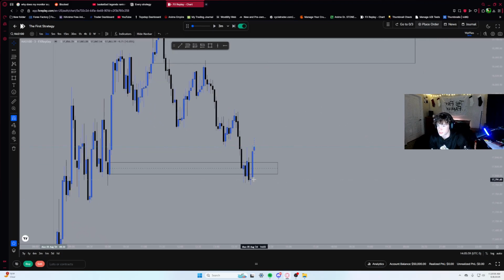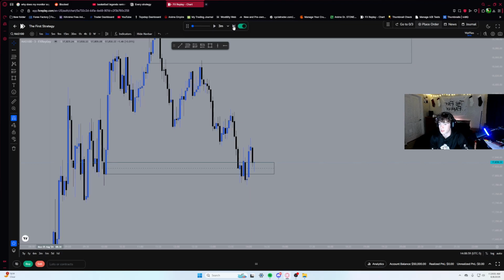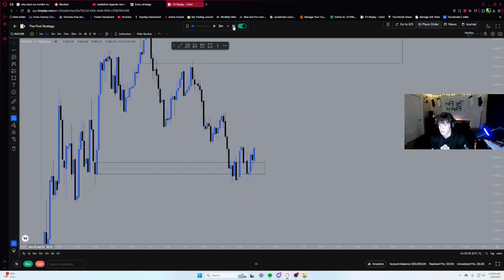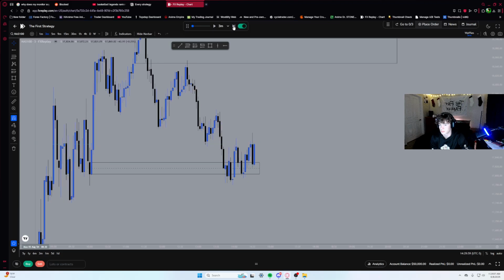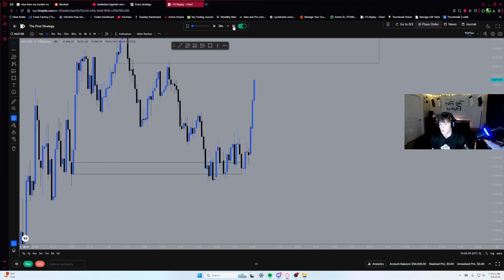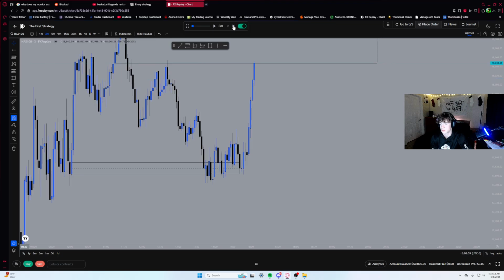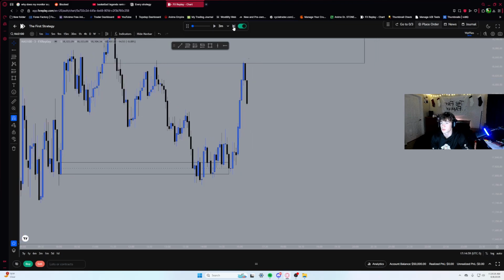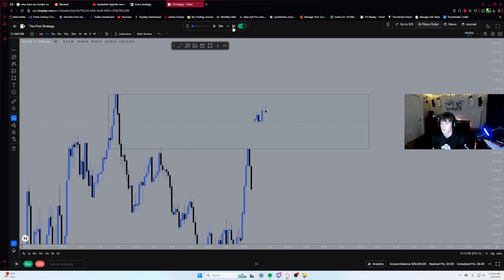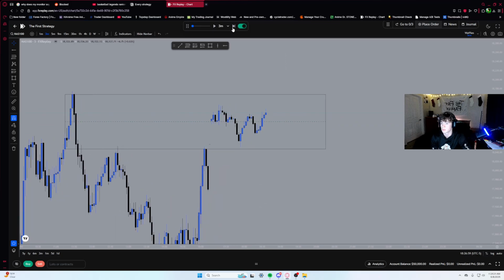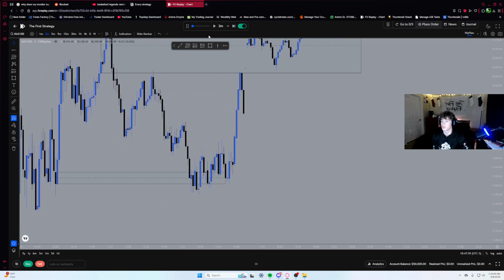We swept liquidity with this candle. That means that's the order block. If it touches it, I'm in. Cool. Oh, shit. I missed my trade, bro. Where the hell is price? Cool. I'd say this was a good warm-up.